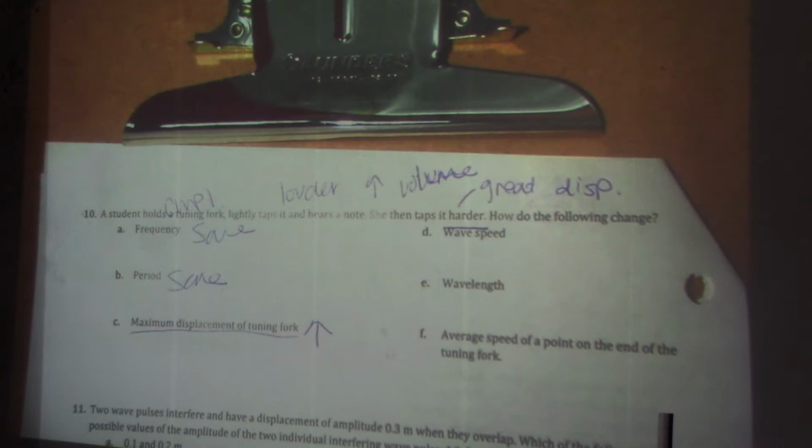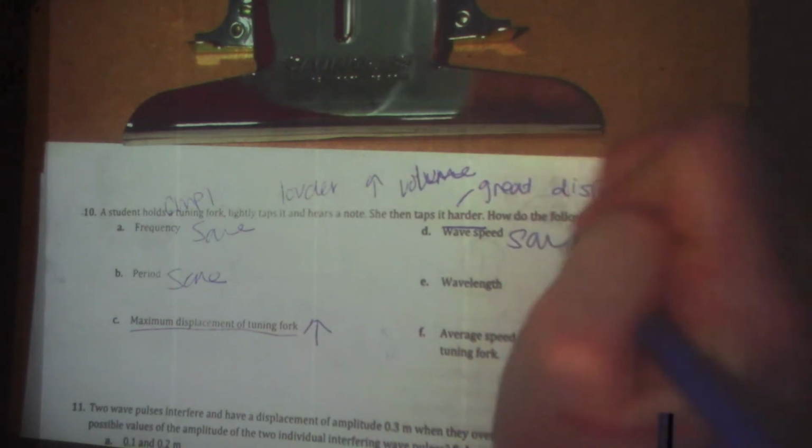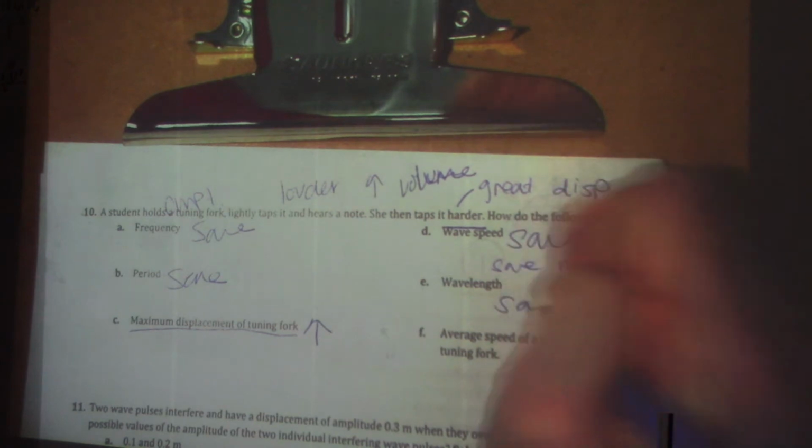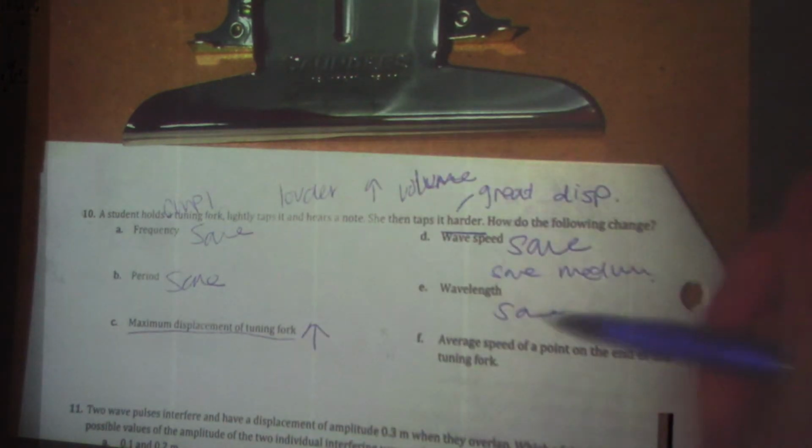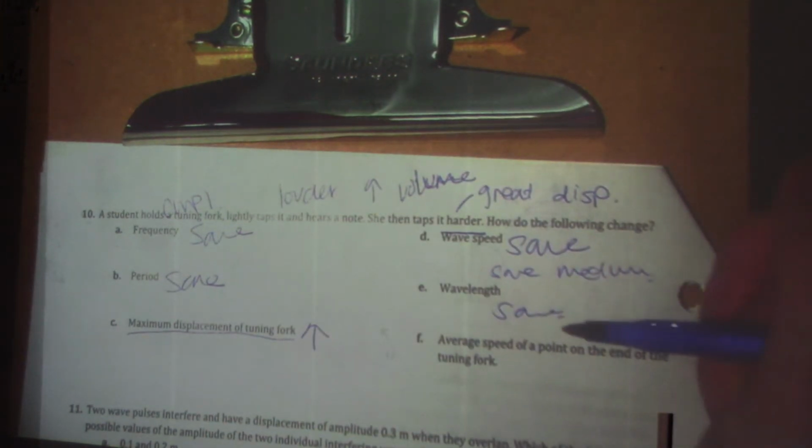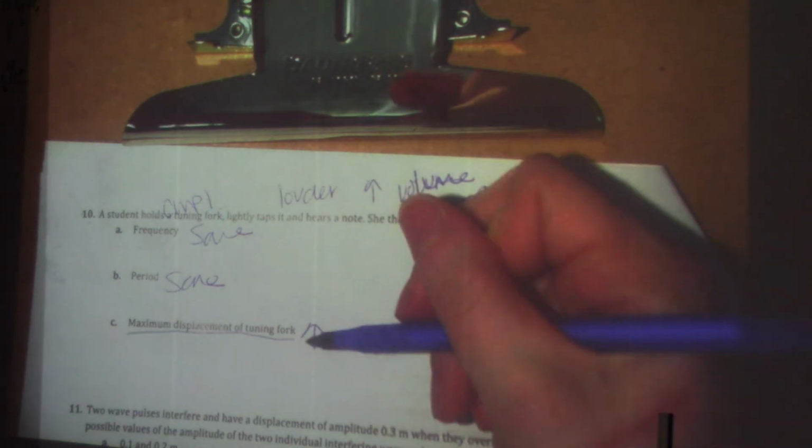If your frequency stays the same, your period should stay the same. The wave speed, how fast the sound wave is going to travel, is not going to change because you're in the same medium as before. If your wave speed and your frequency are the same, wavelength is going to stay the same. All you've changed is the amplitude. The amplitude does not affect these. So amplitude has no effect on those four.